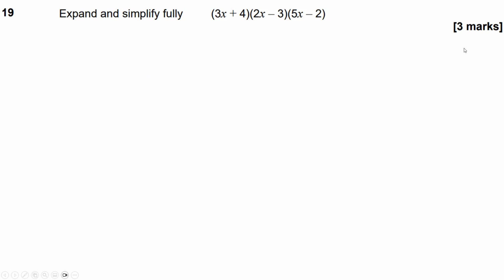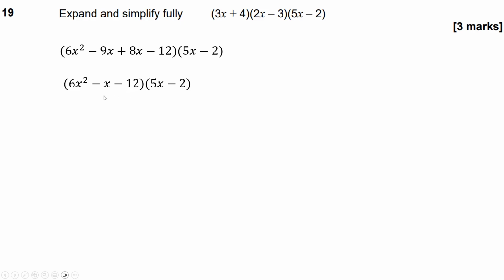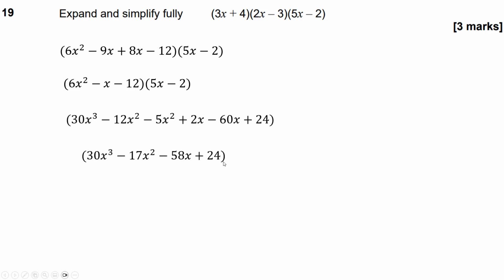Expand and simplify. Do this very carefully. I mean, it's 3 marks. You're doing a further maths paper, and question 19 is expanding, so you should get this right. So this times this: you have 6x squared minus 9x, add 8x, and then minus 12, and then 5x minus 2 here. Just collect like terms to get that. And then you have 30x squared minus 12x minus 5x squared, minus 12x squared, sorry, and then minus 5x squared plus 2x minus 60x, add 24 to get that, and then just collect like terms again, and that's your answer.